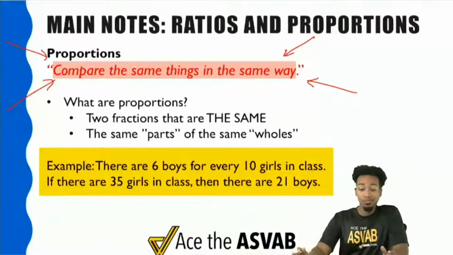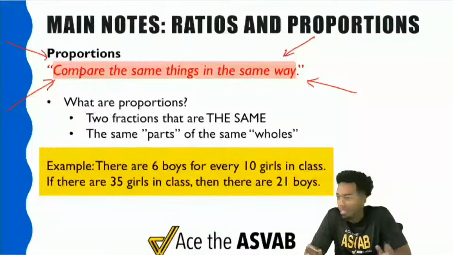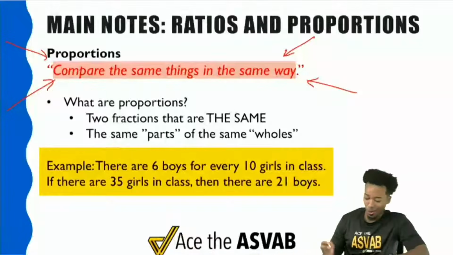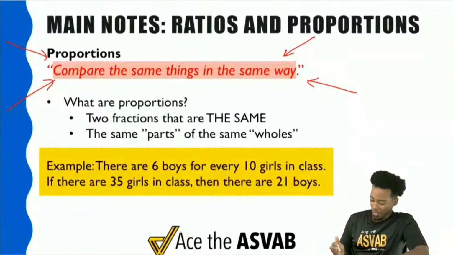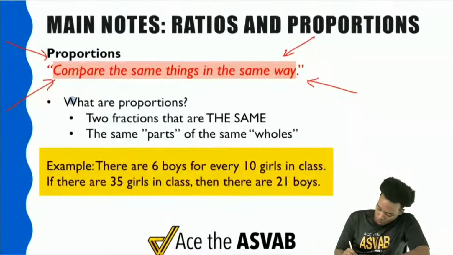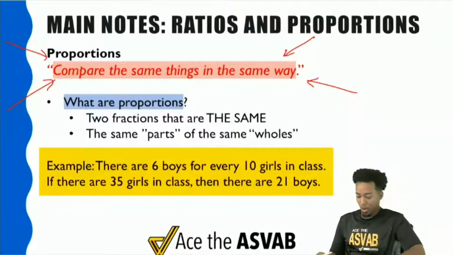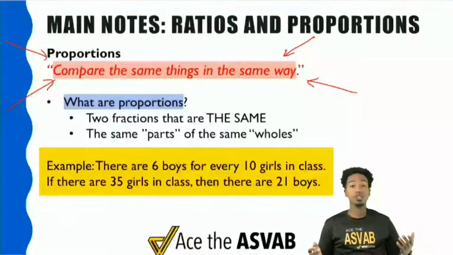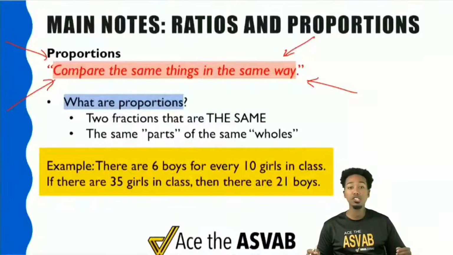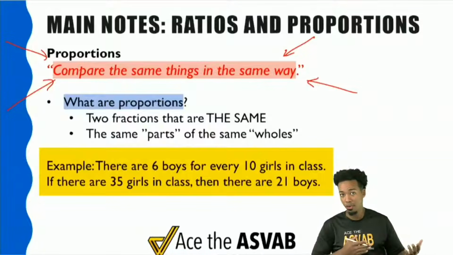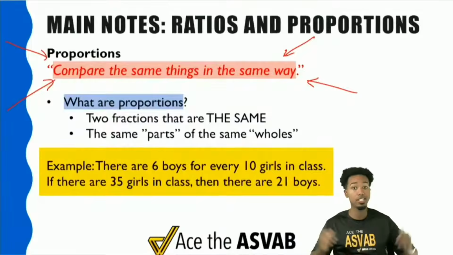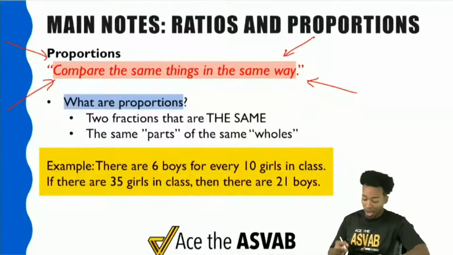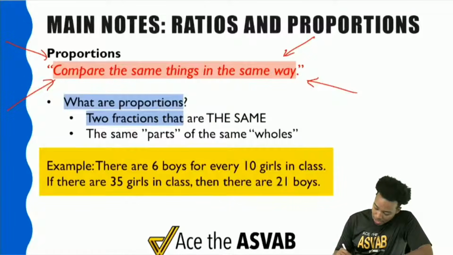So next, what the heck is a proportion? I think that's a very fair question to ask. So let's go ahead and understand this just a little better. What are proportions? Well, basically, a proportion is essentially two fractions that are the same. A proportion is essentially an equation, but with fractions. That's literally it. Two fractions that are the same.